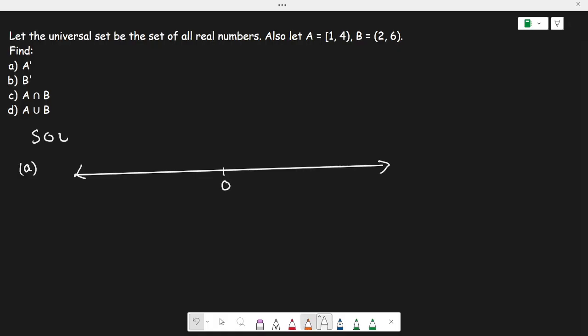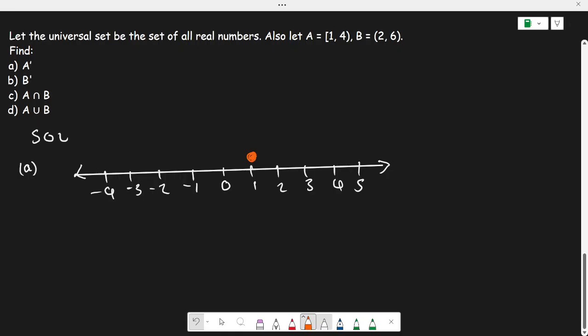And so we have 0, 1, 2, 3, 4, 5, -1, -2, -3, -4. Okay, so we have to write A on this number line, and presenting A on this number line, it's going to look like this. Where there is 1, we are going to have a closed circle due to the type of bracket that is at the beginning. And where there is 4, we are going to have an open circle due to this type of bracket that we have. So this is going to be A.